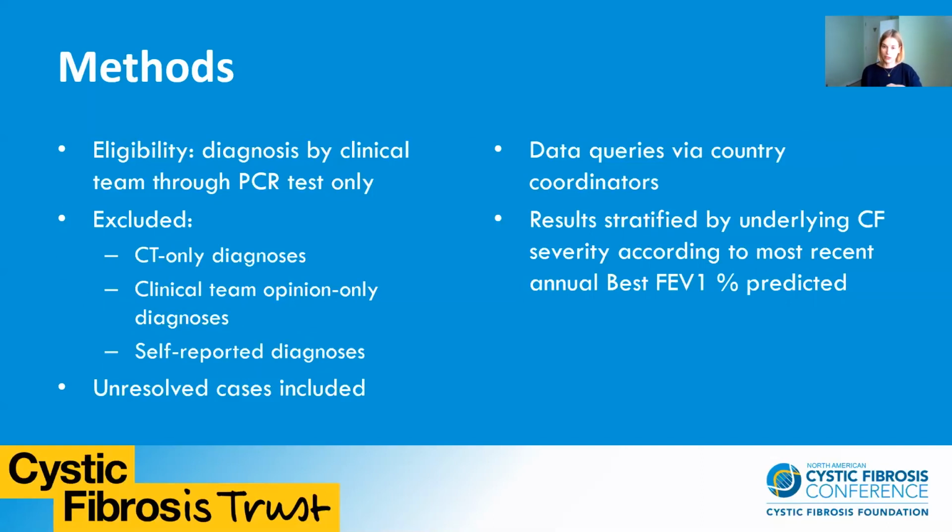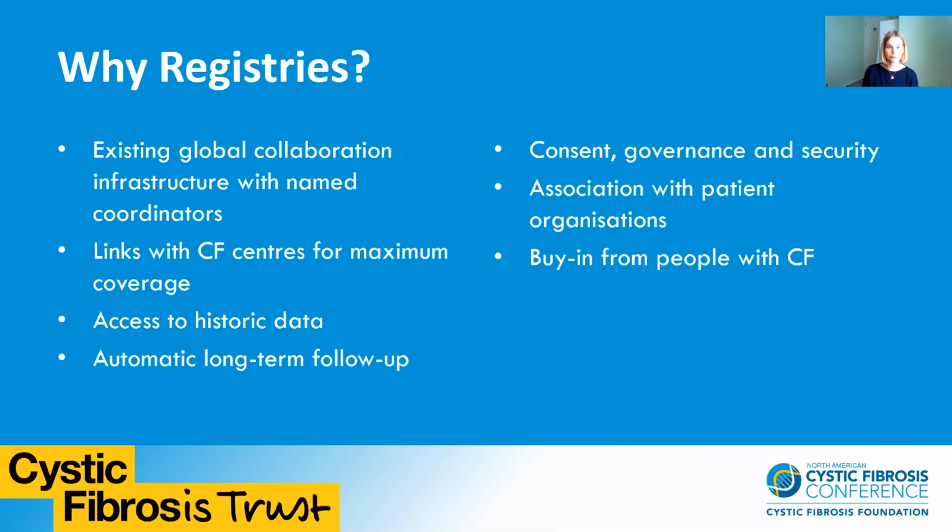We did include unresolved cases, so they were published as part of the analysis. And where we had a query on a particular data item, they were funneled through the country coordinator that was associated with each national registry. When it came to presenting the results, which I'm going to show you in a second, we stratified those by underlying CF severity, which we estimated by annual best lung function. So this is the best FEV % predicted measure that was taken in the year prior to their COVID-19 infection.